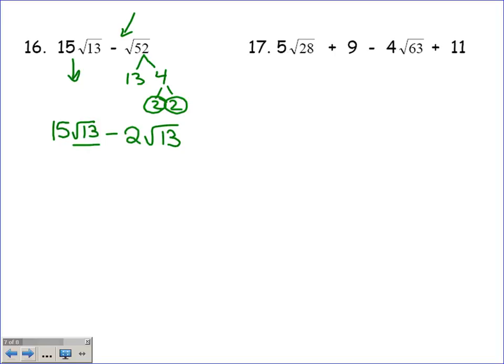I notice that my square root of 13s are the same, so my radicands are the same. I can add these together or subtract them. So I'll just say 15 minus 2 is 13 times the square root of 13.